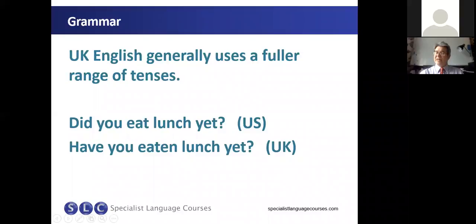This perfect tense is very rare in the US. In fact, if I've asked Americans, have you eaten lunch yet? And they say, pardon me, excuse me. They don't understand in many instances what that means. Or they say, oh, you speak funny. But to me, that's how I'd have to ask it. They're perfectly good questions. If you've got a full understanding of English, you know from context what's being asked. But it's different. It's not the same.